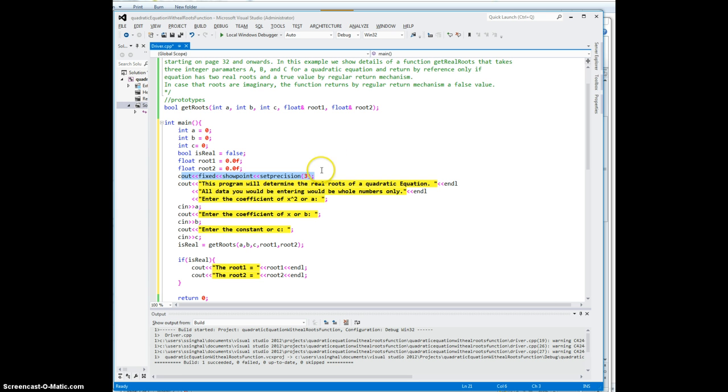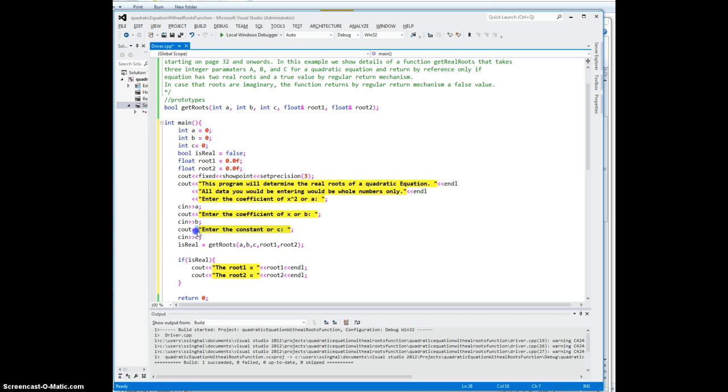Then we tell the user, this program will determine the real roots of a quadratic equation. All data you will be entering would be whole numbers only, and then we ask them to enter the coefficient of x squared, which is a, then the coefficient of x, which is b, and the constant c.